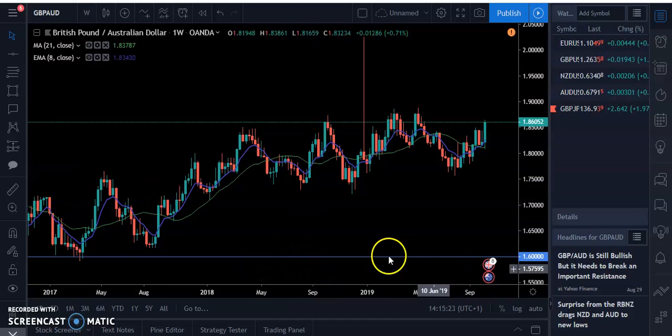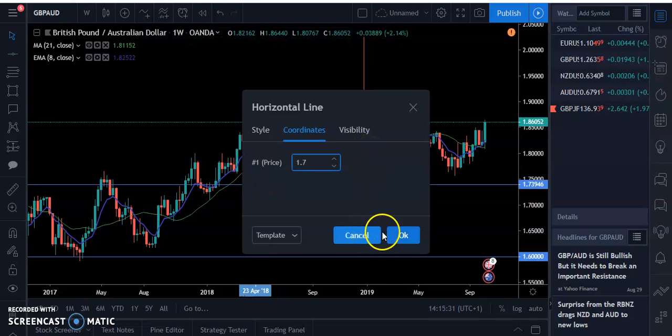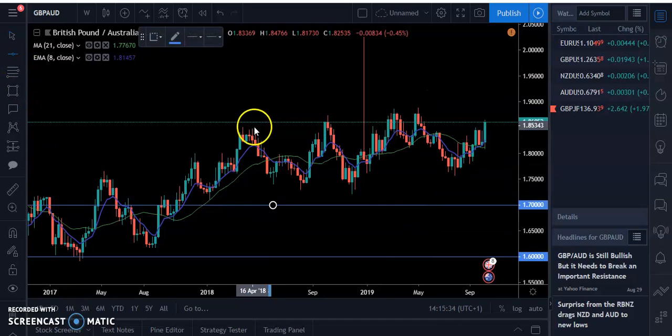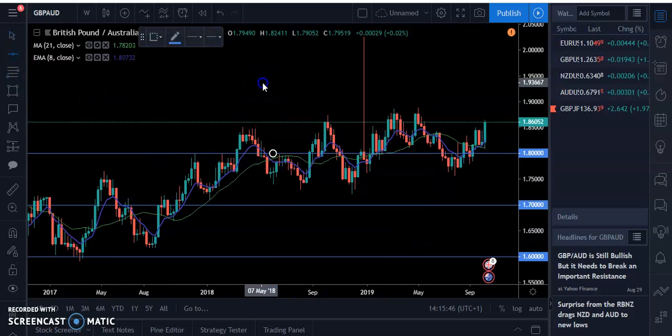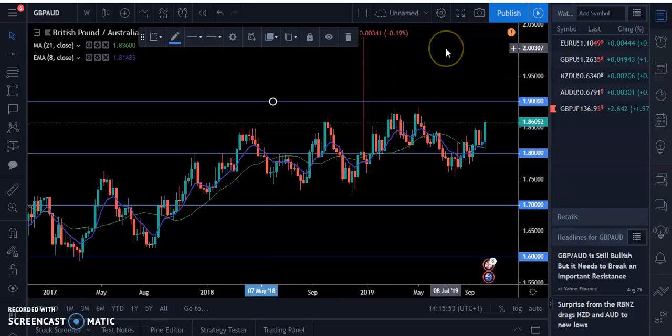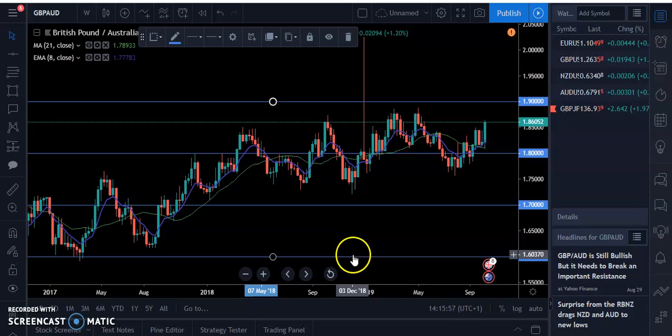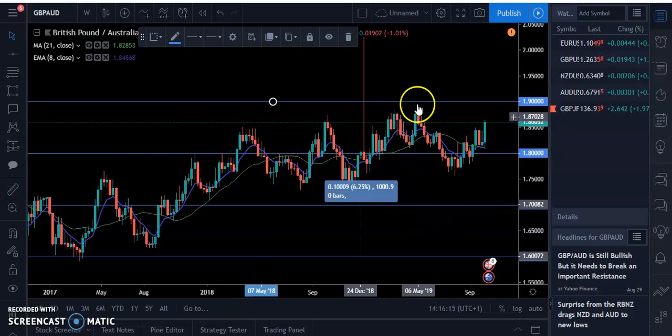Moving another 1,000 pips, we will have what? 1.7. Another 1,000 pips, we're going to have 1.8. Another 1,000 pips, we are going to have 1.9, and so on and so forth. Understand? Now, in between here, let's measure and see if it is up to 1,000 pips. As you can see, it is exactly 1,000 pips. Understand? So this distance is the same from here to here and from here to here.